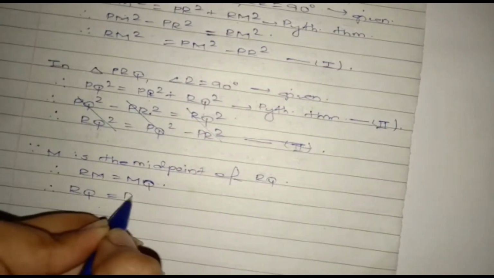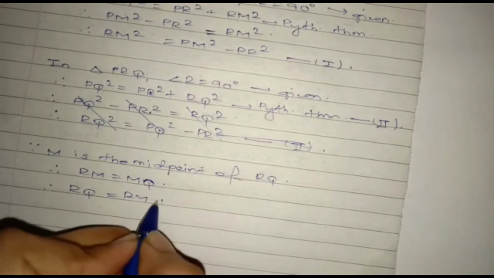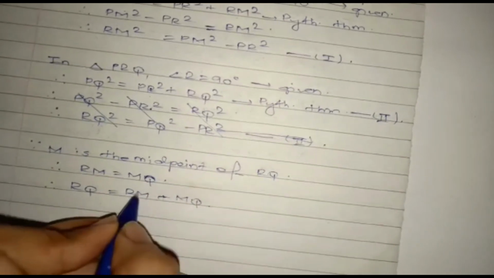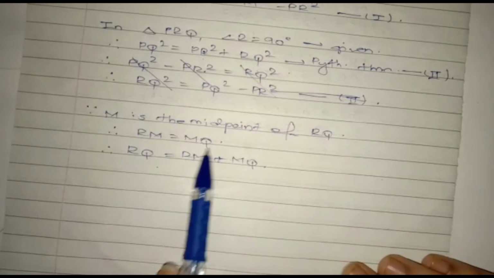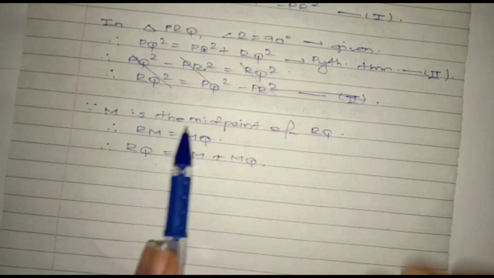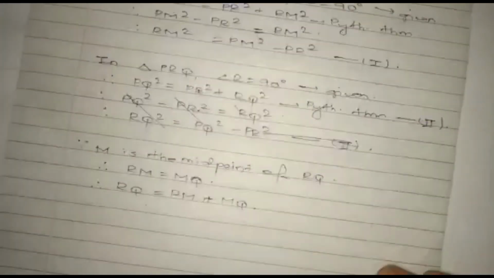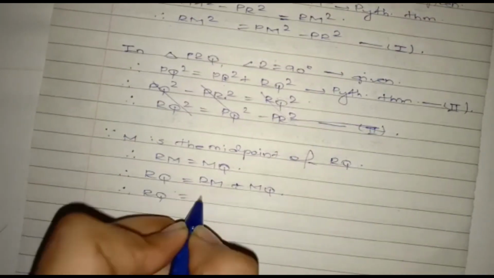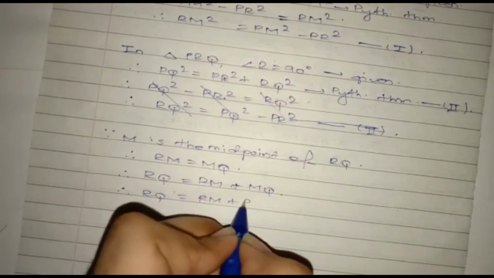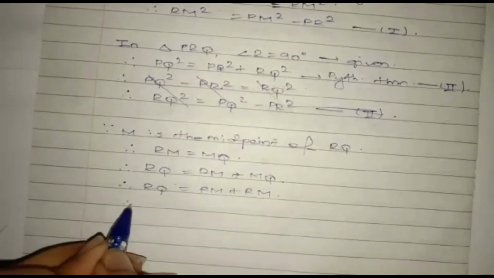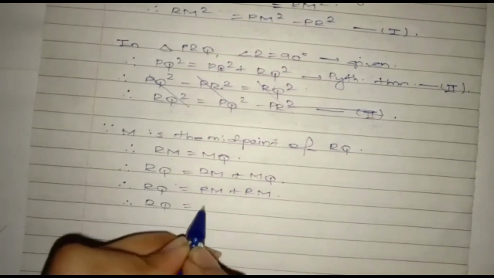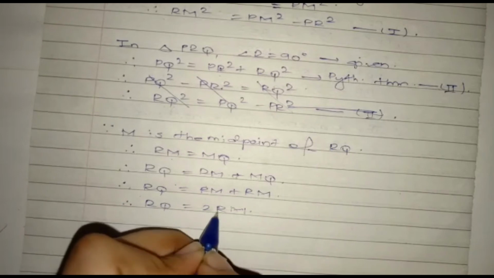RQ is equal to RM plus MQ. But RM and MQ are equal because M is the midpoint. It is given that RM and MQ are equal. Therefore we can write RQ as RM plus RM, since MQ we also wrote as RM. Therefore RQ is equal to 2RM.